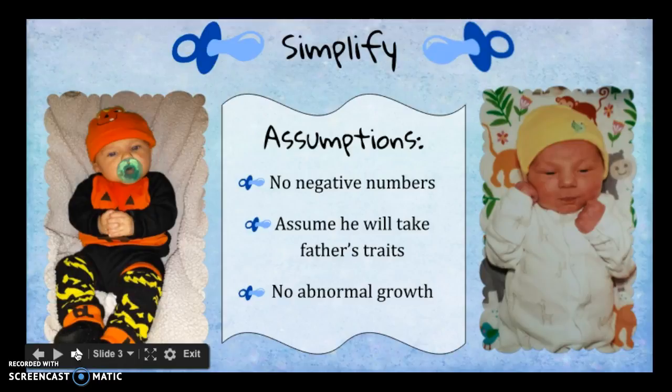With this model, we have various assumptions. We assume there will be no negative growth. Because Trey is male, we are assuming he will take on his father's genetics. In addition, the taller height is generally dominant. Lastly, we assume there will be no abnormal growth complications, hoping Trey will grow to be a healthy male.